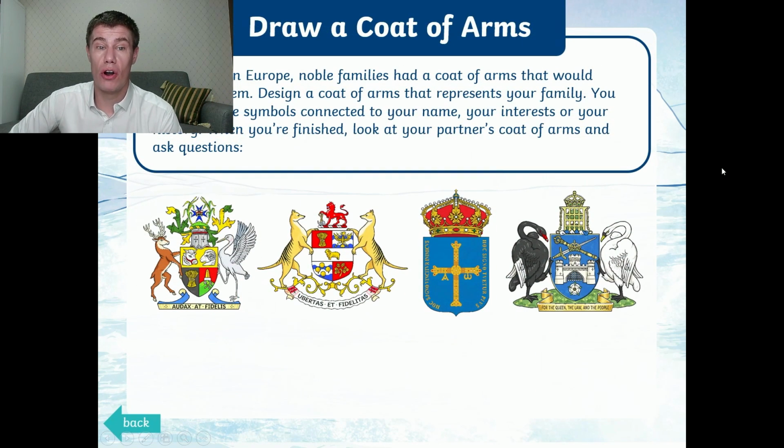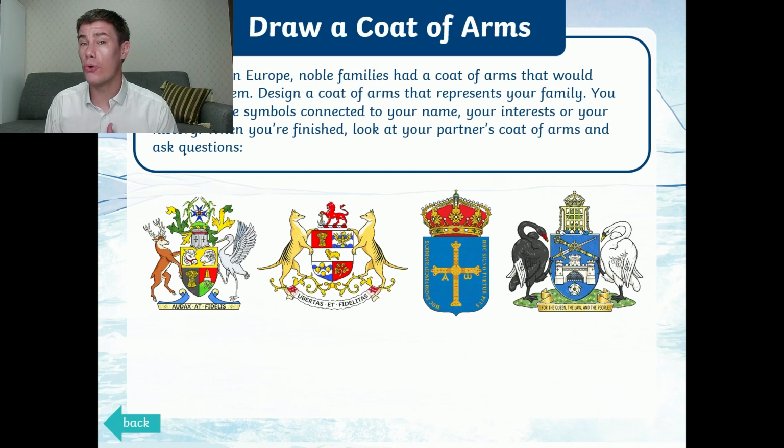Draw a coat of arms. In the past, noble families had a coat of arms that would represent them. Design a coat of arms that represents your family. You can include symbols connected to your name, your interests, or your history. When you're finished, look at your partner's coat of arms and ask questions.